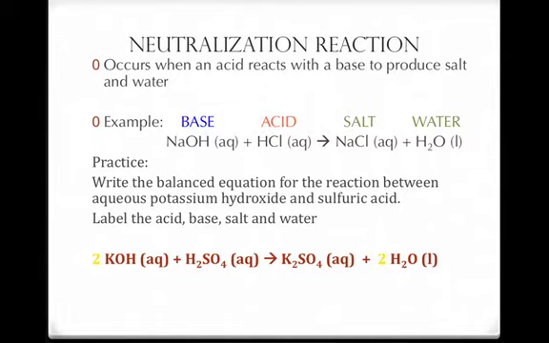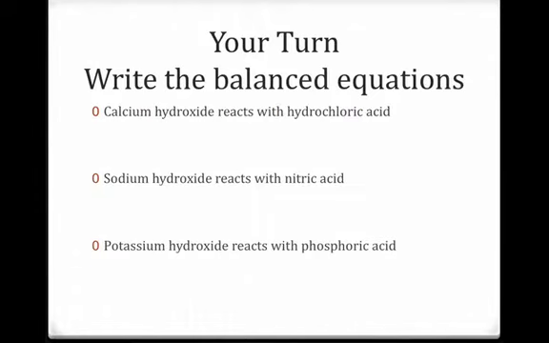All right, so since KOH has the OH, that hydroxide would indicate that that's a base, which makes this the acid. Obviously, water is water, and K2SO4 would then be the salt. All right, so it's your turn. Go ahead and write out the balanced equations for each one of these, and go ahead and pause this while you work. All right, hopefully you got the first one.